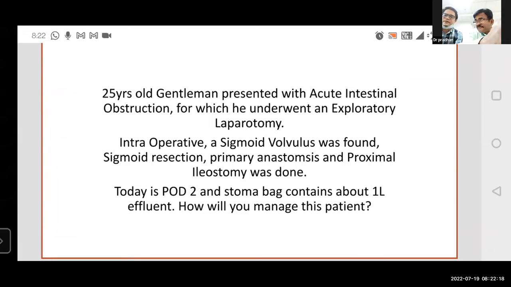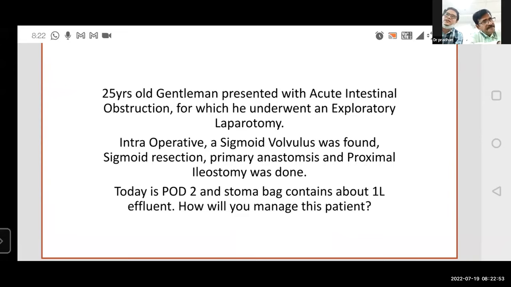When you talk of managing this patient, the management will be based on what? One is general management in the second post-op day. Second is specific management with regard to the loss of effluent and the stoma care. So what fluid, with the background of 1 liter being lost in the effluent bag, and this patient 25 years, maybe around 60 kg body weight. What should be your fluid advice for the next 24 hours? How do you calculate the fluid requirement?